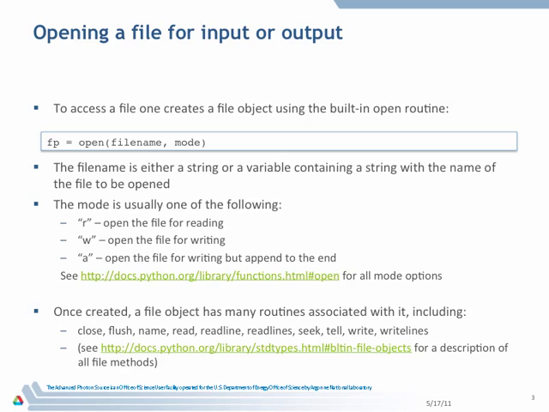Once you've created this file object, this file pointer, just like we saw, for example, with a list, when you create a list, you get routines that are associated with a list. When you create a file object, you get a bunch of routines. There's more than just this, but close, flush, name, read, readline, seek, tell, writelines. I'm not going to try to describe all of these, but I want to go through and show you the ones that matter the most.